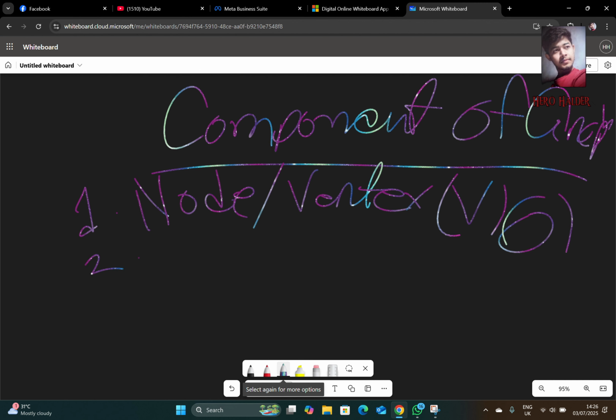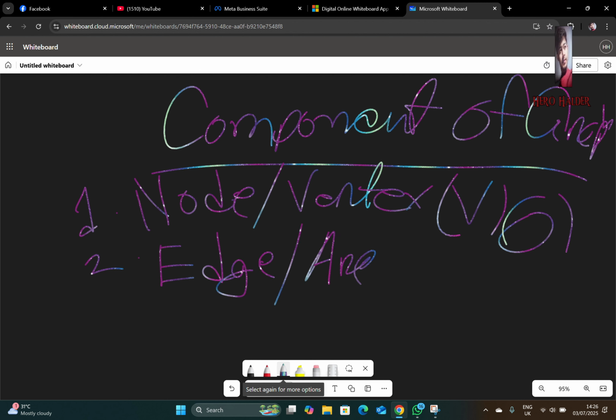And the second element and component is the edge or arc, and E is the symbol of edge or arcs. It indicates the connection or link between or among nodes. If these are two nodes and this is their connection, this is called the edge.